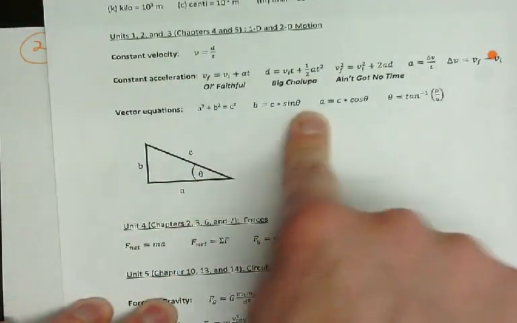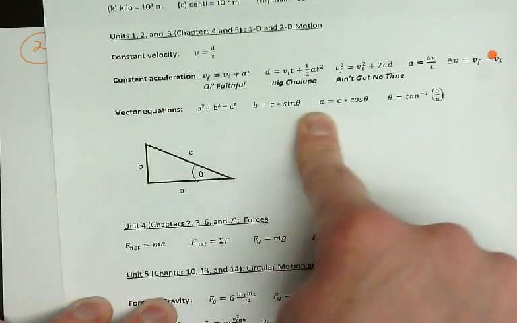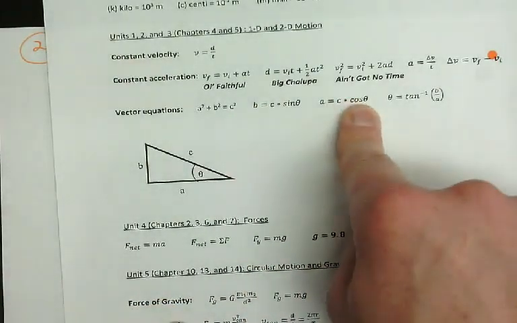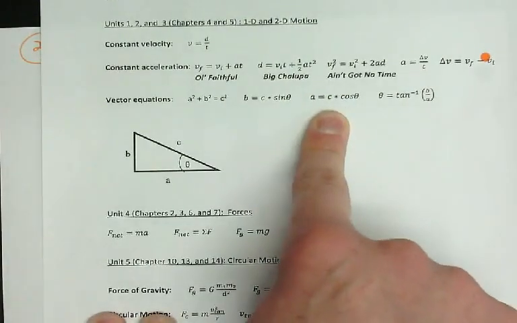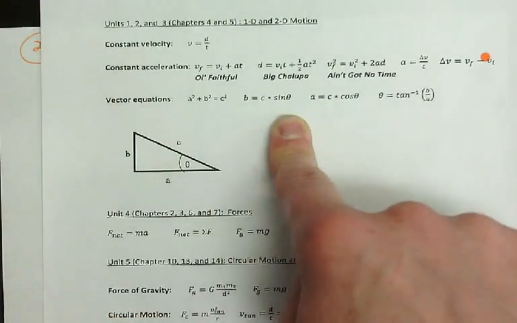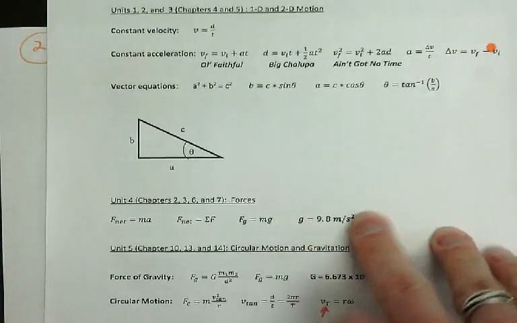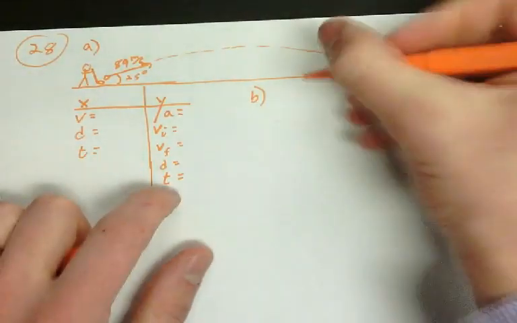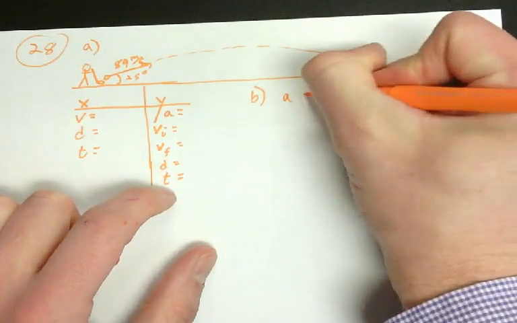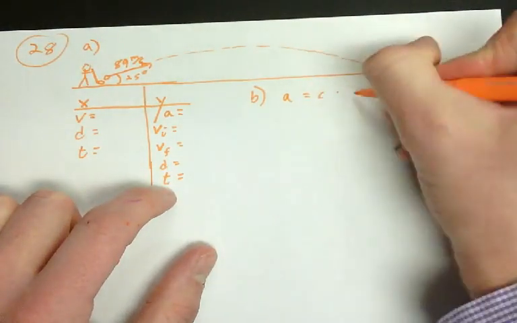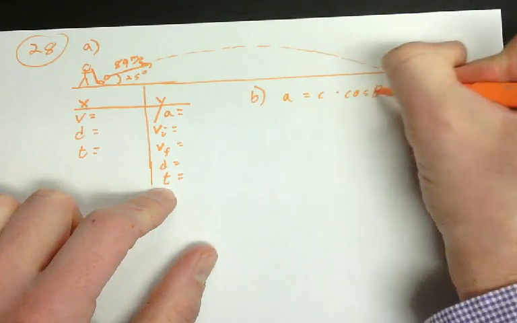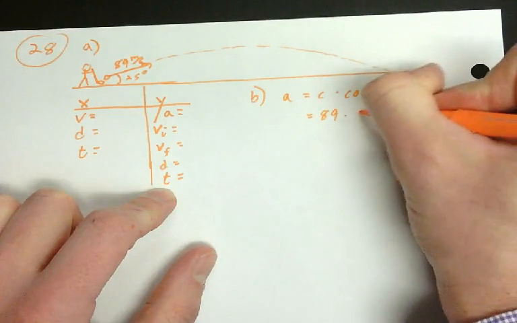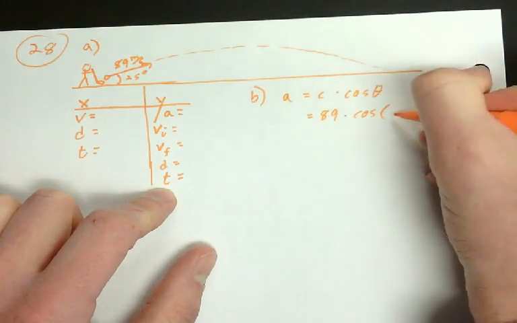So now I go on to the next one. I'm not looking for a B yet. Here's A. A equals C cosine theta. I know theta, that's the angle. I know C, that's the resultant vector, and I'm solving for A. So that's where I'm going to start here. Okay, so A equals C cos theta. That'll be 89 cosine of 25.